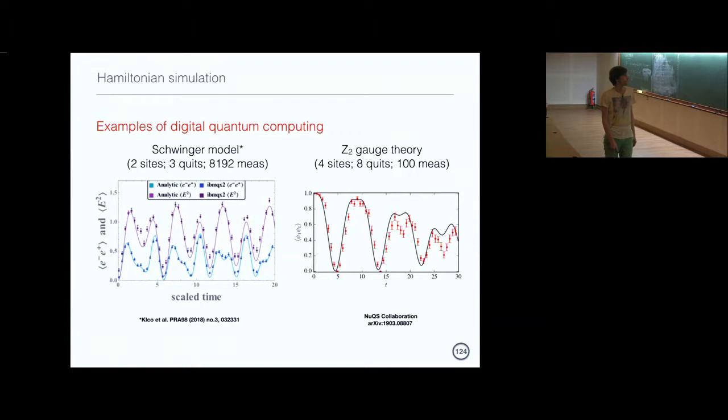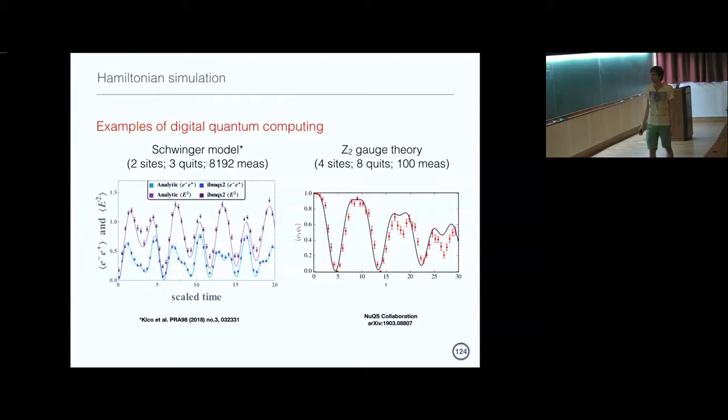But these are problems you can actually solve on a classical computer much more easily. So here the noisy curves are what you get on a quantum computer, and the solid curves are what you get just by diagonalizing this on a classical computer, which is in this case much easier. On the right there's a Z2 gauge theory shown, where they already had four sites. Again, same kind of thing. These are still extremely small systems, but it's nevertheless interesting that you can do something.